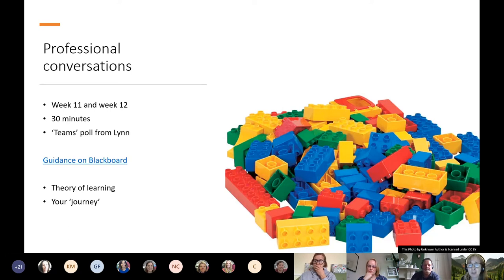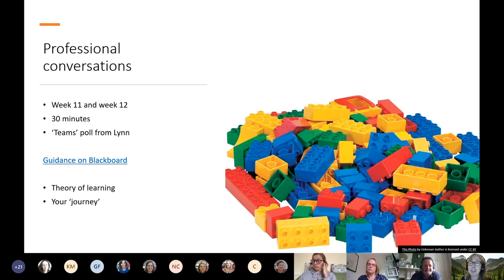And at the start of that conversation, we ask them to make a model out of Lego about their learning journey, what they've learned, and/or a theory of learning that's been influential to them in the course of the module. So it's right at the end of the module. We give them quite a bit of time to think about it and prepare.